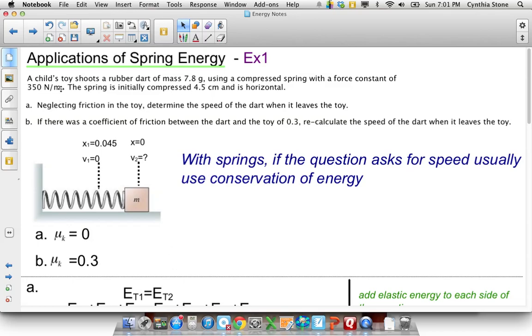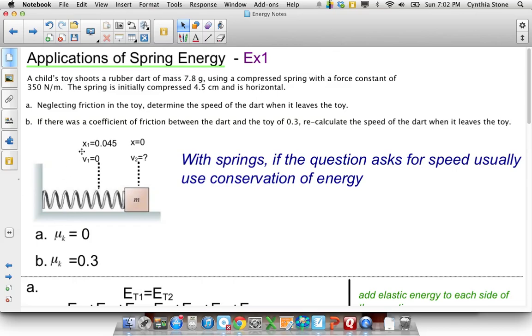Here we're saying a child's toy shoots a rubber dart of this mass. First of all, I want to apologize, but this is my picture of the child's toy, just because I couldn't find a better one. What it is, you compress a spring inside of the toy, and then you place the dart, it's like where the mass is. So then I have a spring, I compress it to this point. I know the K value, and I know the mass M of my dart.